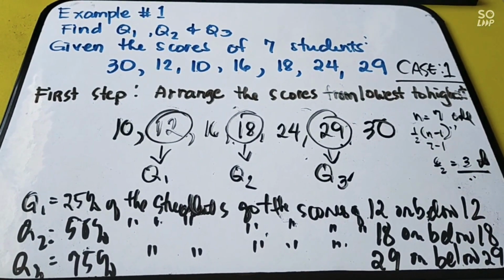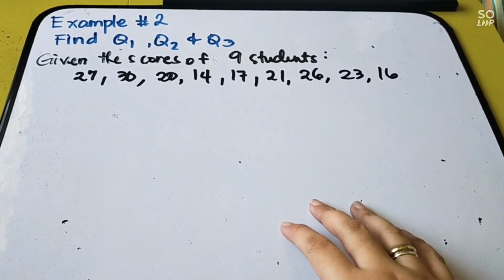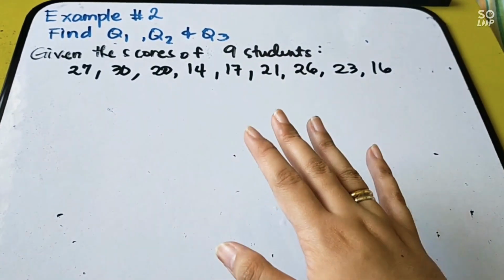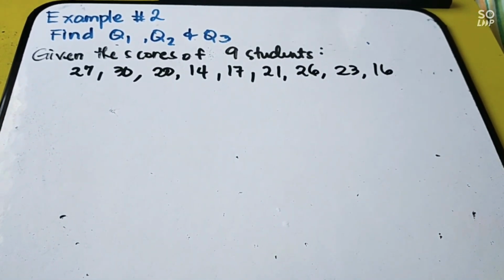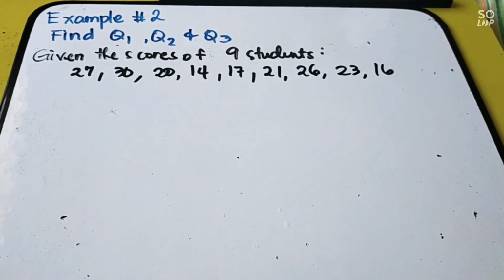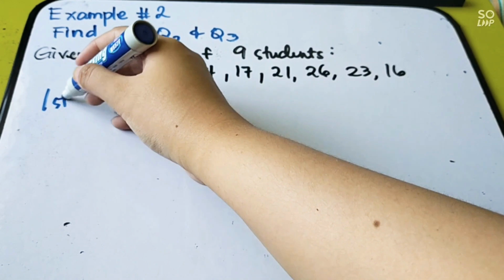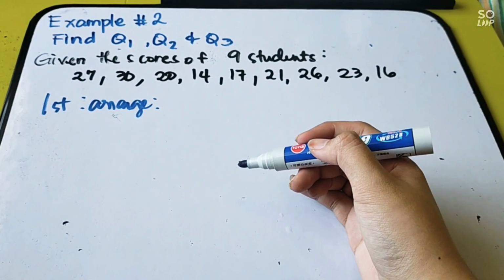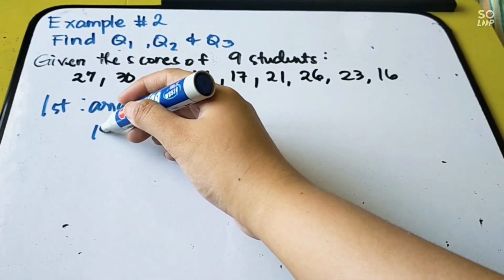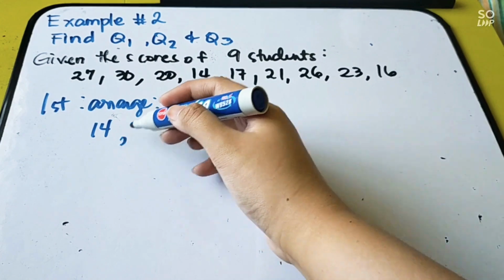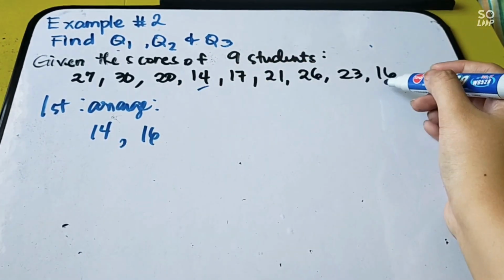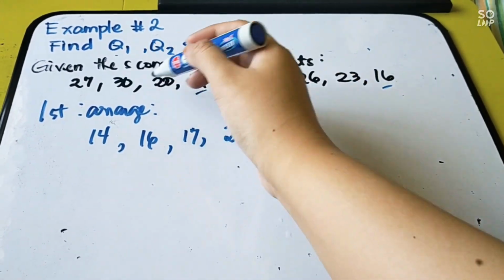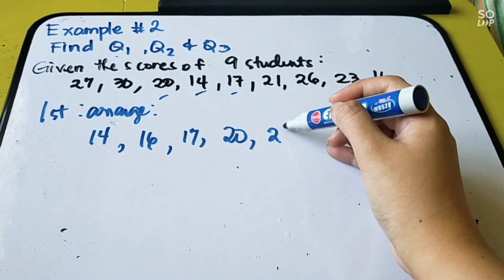Now, let us have example number 2. Example number 2, we have given the scores of 9 students. We have 27, 30, 20, 14, 17, 21, 26, 23, and 16. First step, let us have the first step. You need to arrange. Ayan. That's the first step. Let us arrange. So, the lowest score we have here 14. Next, we have 16. Next, 17. Next, we have 20. Ayan. Next, we have 21.